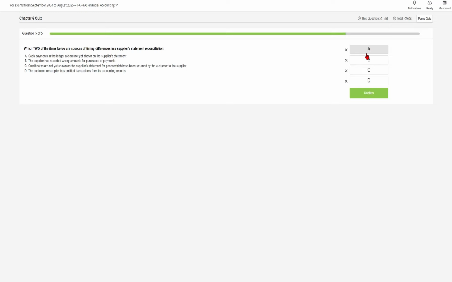The third: credit notes are not yet shown on the supplier statement for the goods which have been returned by the customer to the supplier. So yes, the customer has returned the goods and recorded a credit note, but the supplier has not issued or shown it. So again, this is a timing difference. So C. And the D: the customer or supplier has omitted a transaction from its accounting records. Sorry, it's not a timing difference because it's an omission and an error. So that's why D is incorrect.